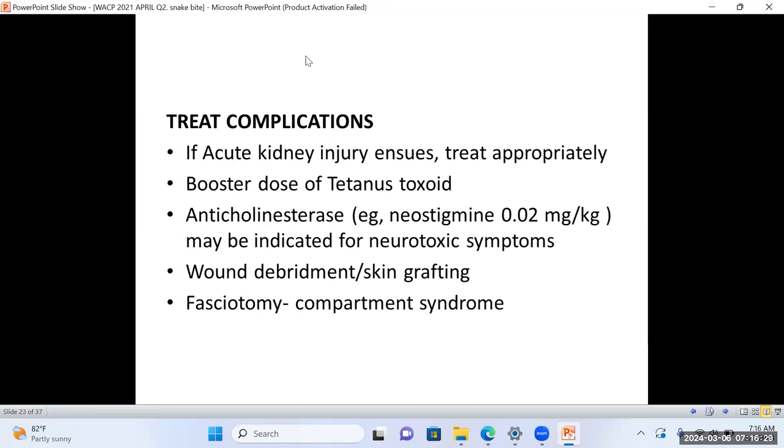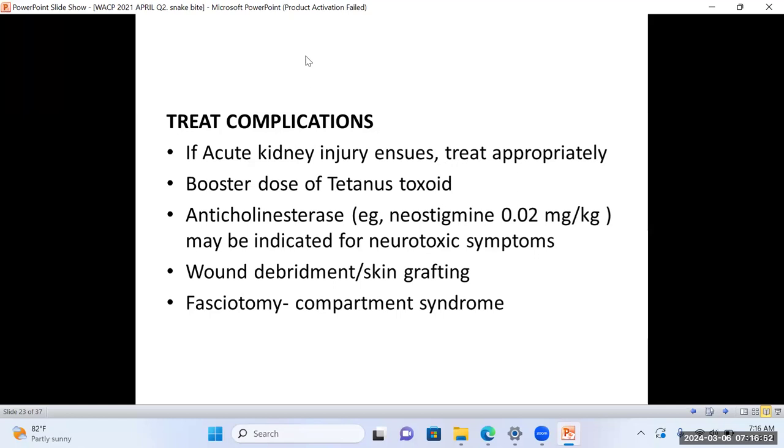If there's acute kidney injury, you treat accordingly. The patient may benefit from hemodialysis. Then anticholinesterase may be beneficial for those who have neurotoxic symptoms. You want to give neostigmine at 0.02 milligram per kg. The patient benefits from doing the Tensilon test. Wound debridement will be beneficial, especially for those with necrotic wounds. Then fasciotomy for compartment syndrome.